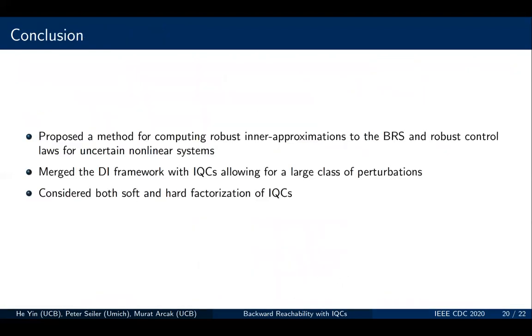Conclusion. We proposed a method for computing robust inner approximations to the backward reachable set and robust control laws for uncertain nonlinear systems. We merged the dissipation inequality framework with IQCs, allowing for a larger class of perturbations. We considered both soft and hard factorization of IQCs.